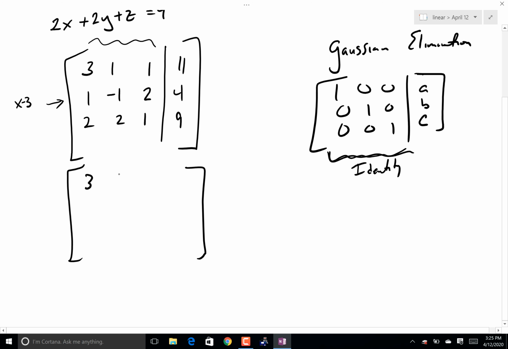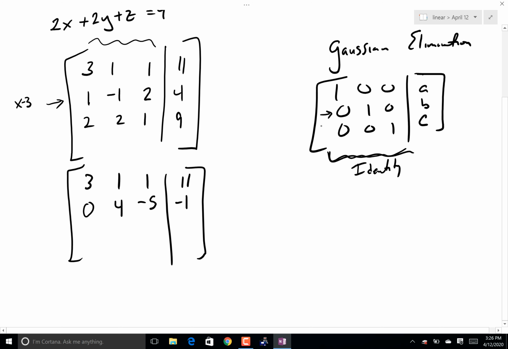So the top row I am not changing. I'm going to times -3. -3 times 1 is -3. -3 plus 3 is 0. -3 times -1 is +3, plus 1 is 4. -3 times 2 is -6 plus 1 is -5. -3 times 4 is -12 plus 11 is -1. And so we've got a 0 there.